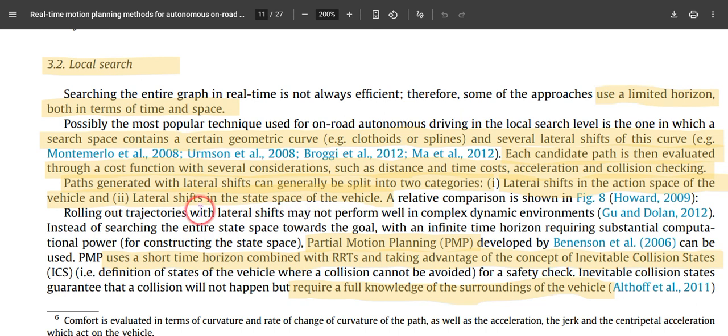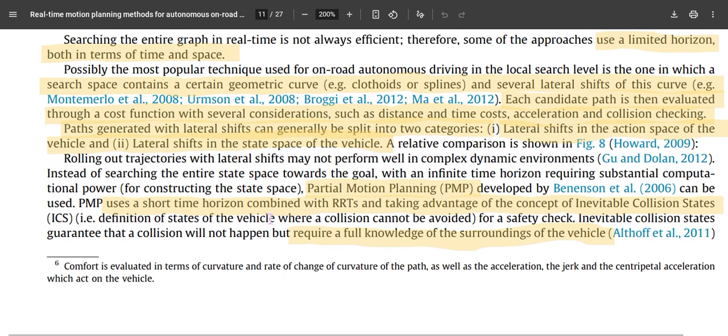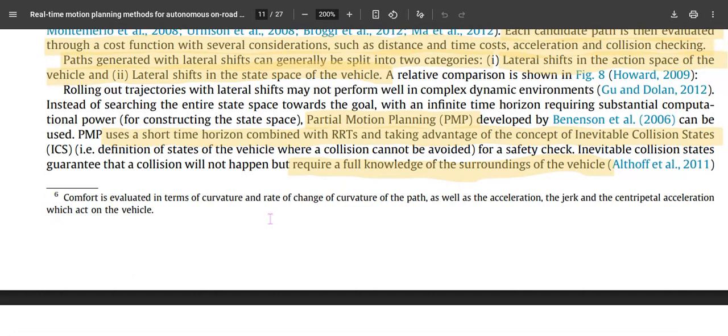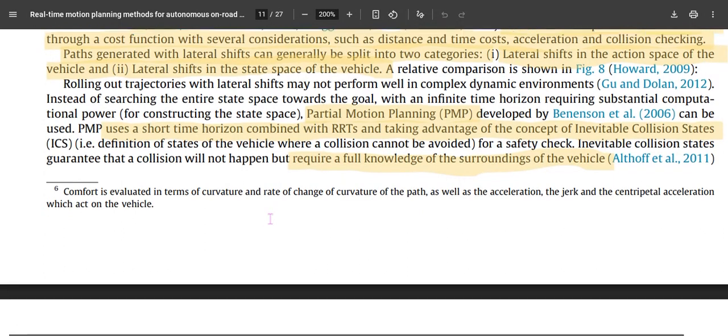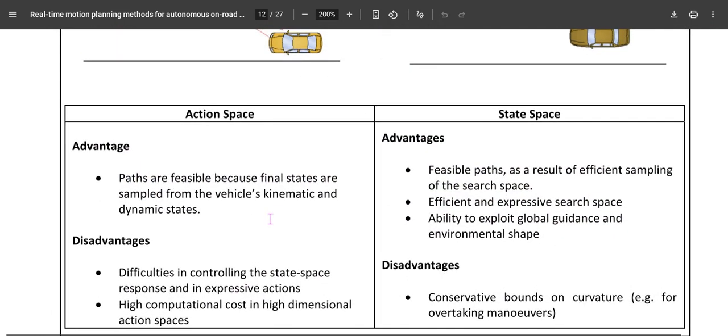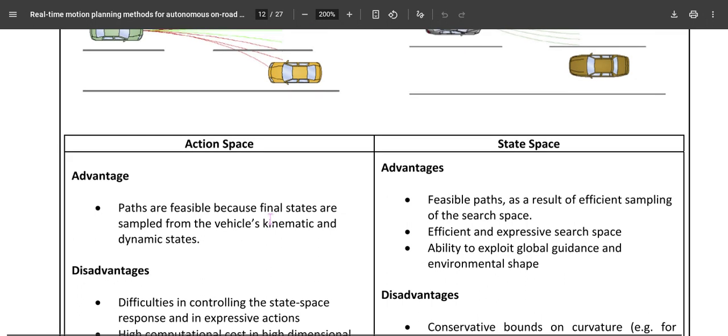Lateral offset can be a planner which makes different trajectories, smooth trajectories. From that, a best trajectory would be taken based on how near it is to the principal path and how free it is from dangerous obstacles. Partial motion planning is something like a limited time space where we use RRT to compute the best path. So these are the action space, lateral offset, and state space methods.